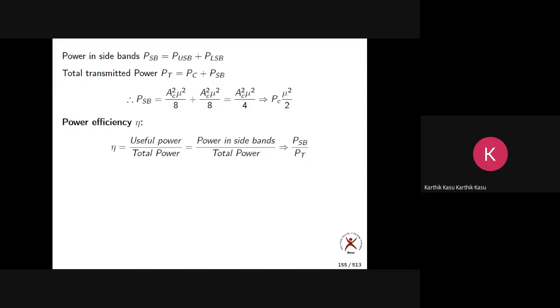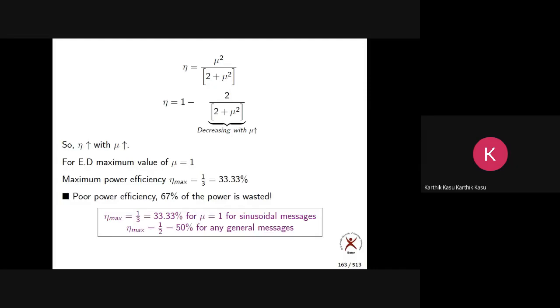It is carrying the carrier. Which means you are wasting 67% of the power and using only 33.33%. So it has poor power efficiency, because you are wasting more power than is being used. That is why this AM has poor power efficiency.